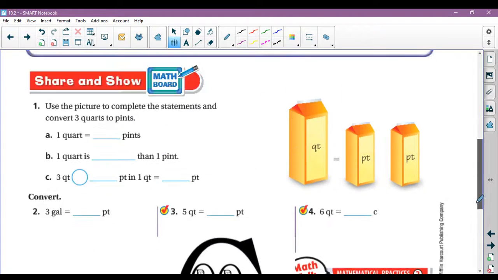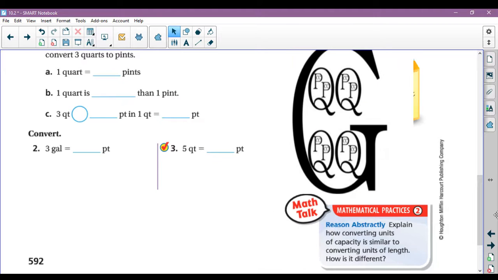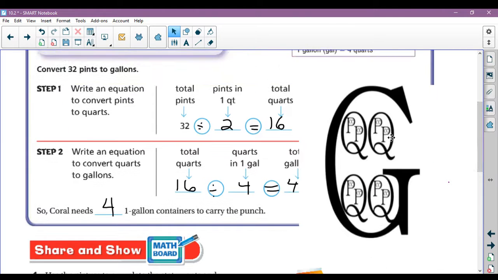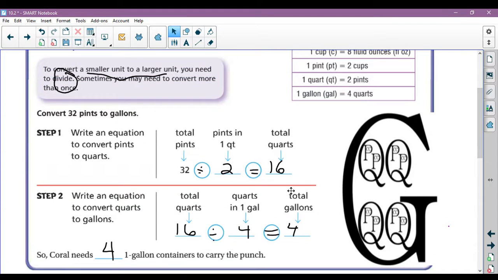Now let me just show you, let me move this up here so that you guys can see it. I'll bring it up if it cooperates. So I'll bring this big G up here so that you can see it. Okay, now this helps me to remember. If I want to convert something, I can write this big G. I can put 4 Q's inside of it for 4 quarts in a gallon. And then within each quart, I would put 2 pints because there's 2 pints in a quart. And then within that pint, I would put 2 C's for cup.